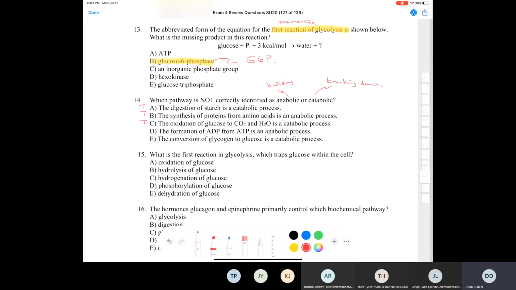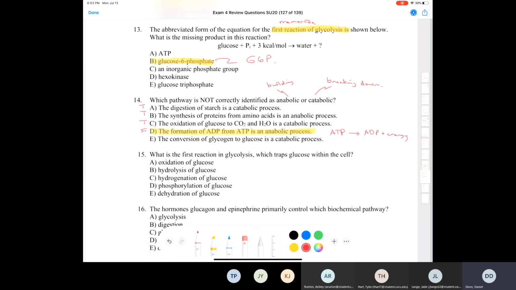The formation of ADP from ATP is an anabolic process. Well, if we think about it, when we take ATP and we break the phosphoanhydride bond, or one of the phosphoanhydride bonds in ATP to produce ADP, we release energy, right? Because we're breaking down the ATP. So that is actually a catabolic process. And so this is false, and that would be the correct answer because we're looking for something that is not correctly identified. And let's just take a look at the last one.